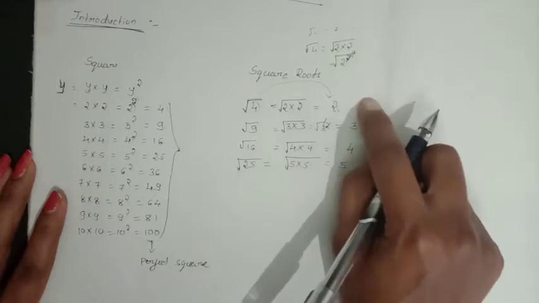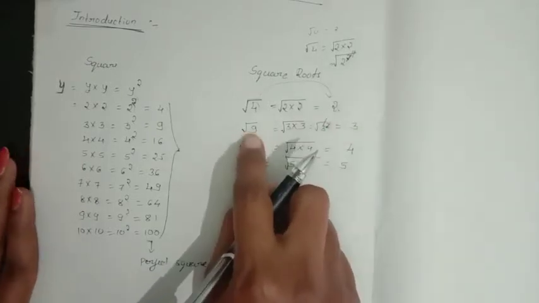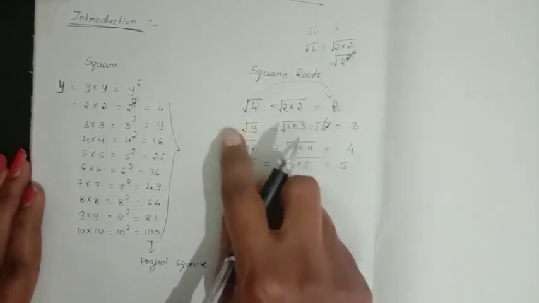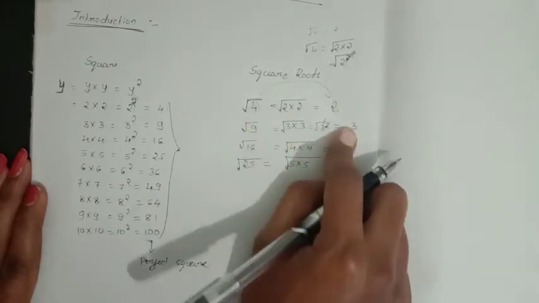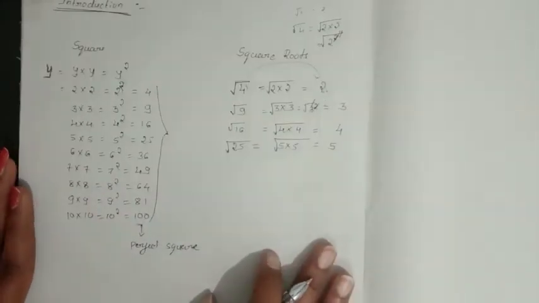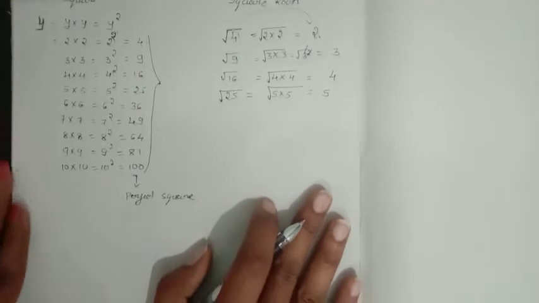So the square of this number is the square root of this one. 3 square is 9, that means square root of 9 is 3. Okay, so this is what we mean by the square and square root.